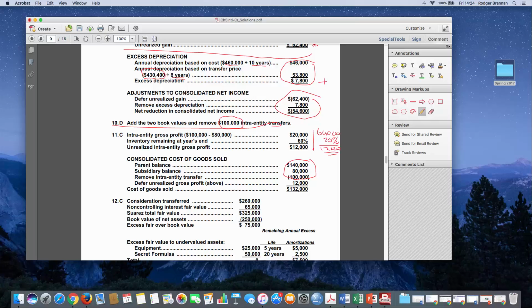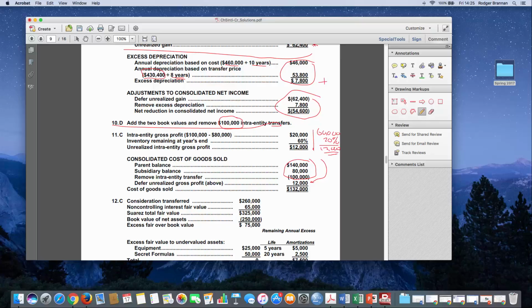Another way of looking at it, which the book sometimes does, maybe is a little bit of a shortcut, is to say, okay, what's the total gross profit that was available? It was $20,000. Well, if 60% of that is still remaining, then 60% of that gross profit has not been realized. So that will have to be added to cost of goods sold. Again, be careful of the plus and minus signs here. These are the sum of the two cost of goods sold figures.